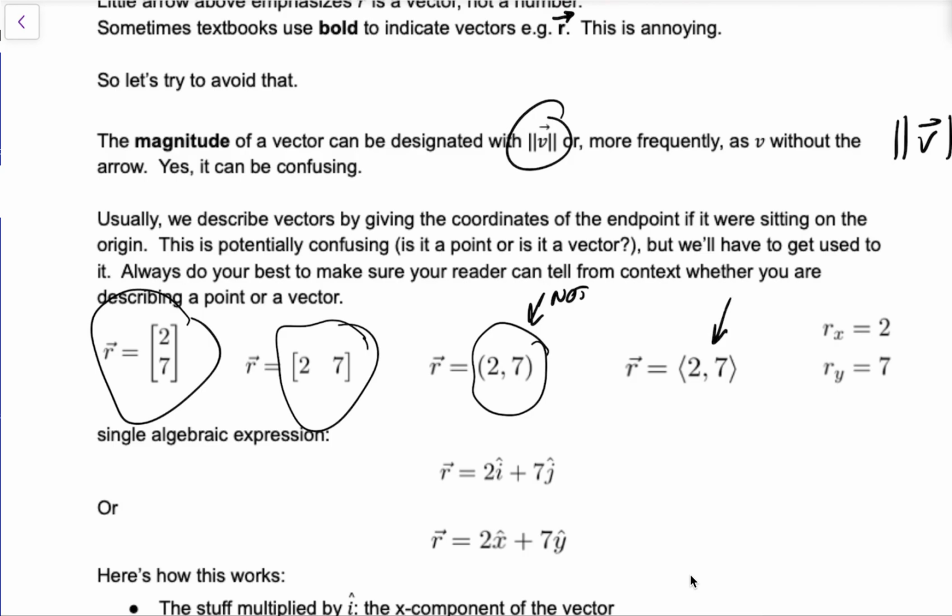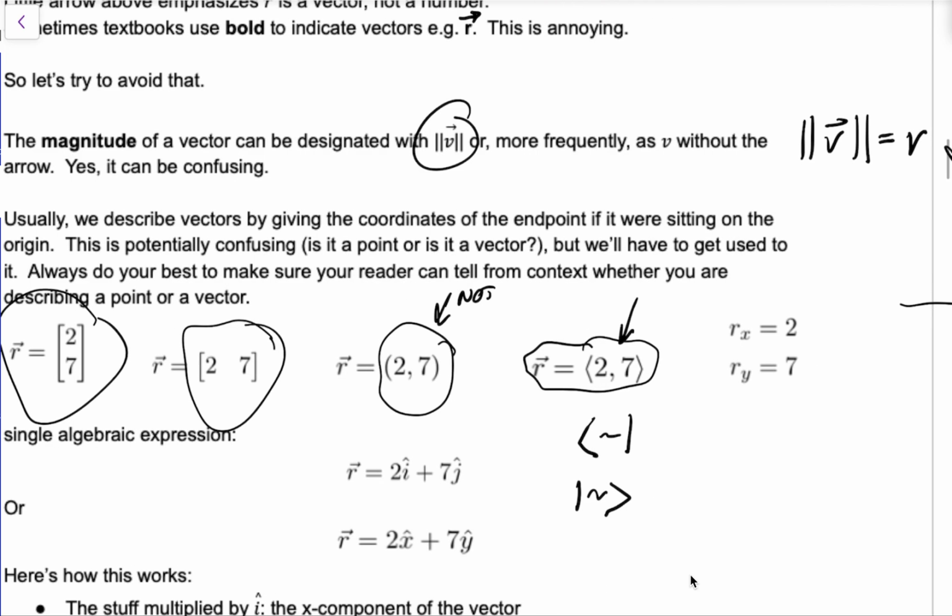So this is preferable. This is known as bracket notation, and we can get into it later when we get into quantum mechanics. We're going to use these a little bit differently, where you actually have the first component of the vector, and the second component of the vector would be put in here and in here. We call that the bra and the ket. But anyway, this is a valid vector notation, one that I kind of like. You can simply say that the x component of the r vector is 2 and the y component of the vector is 7.